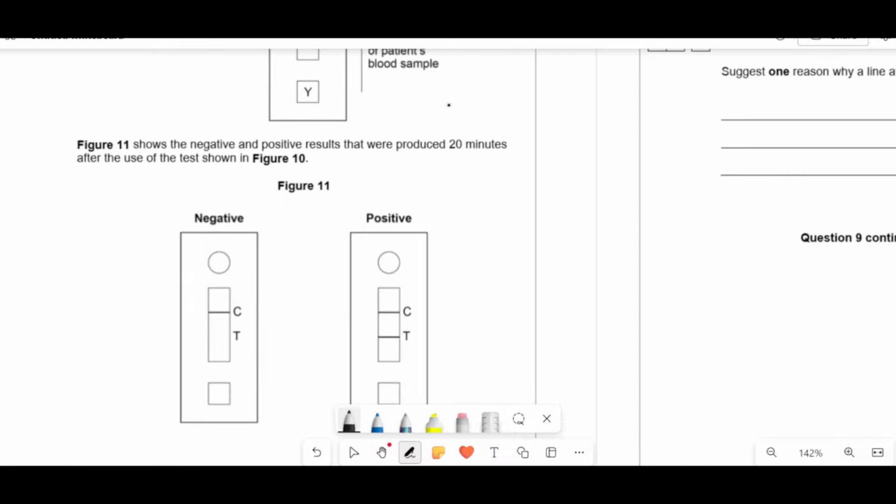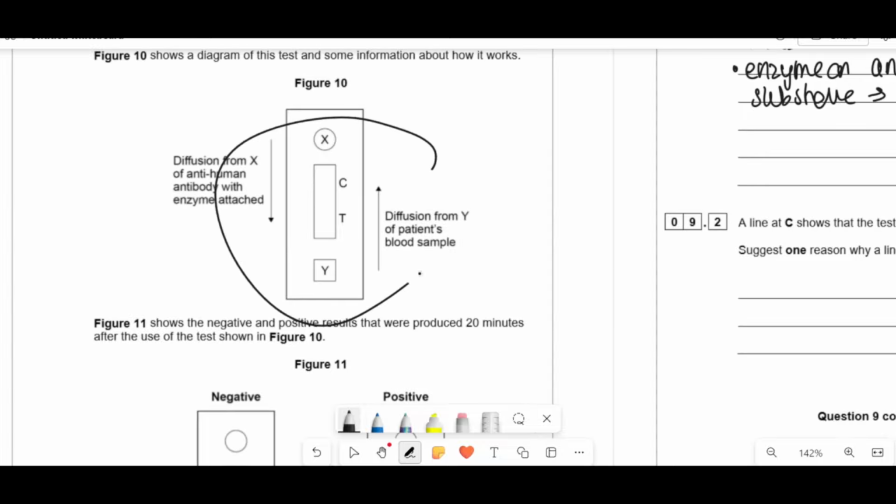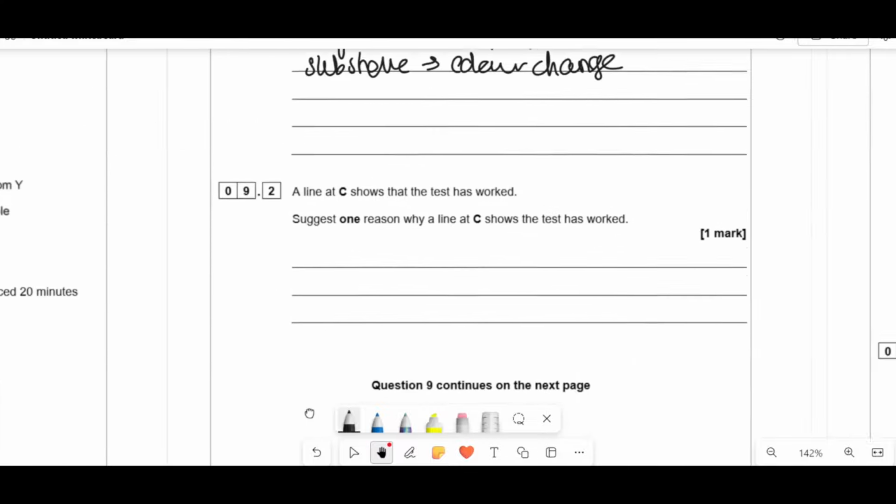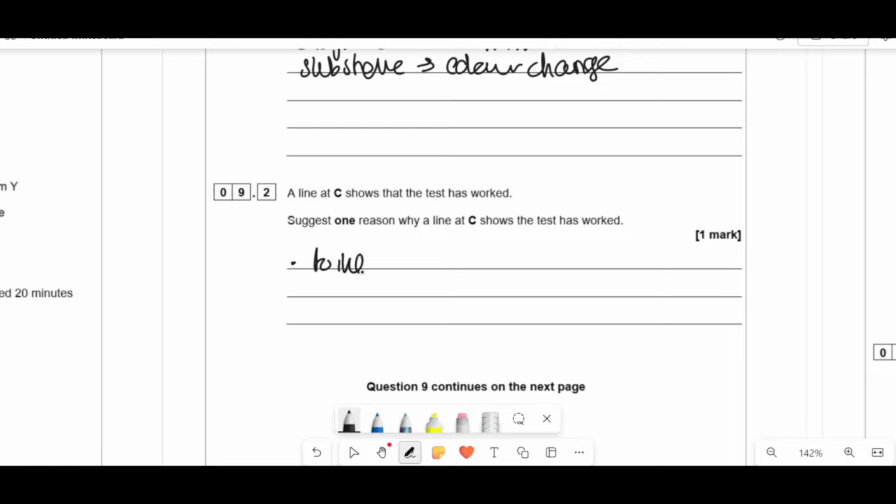When you run a test, if it's negative, you have a line at C. If it's positive, you have a line at C as well. So negative or positive, there's a line at C versus nothing. So clearly it must be there to indicate that you've done the test and put your blood on it. It must mean the blood has gone up this way and moved past T. You get a line at C, so it must have gone through T, meaning it's worked. It's able to get past that. So that's why it's there: to indicate that blood moved through T.